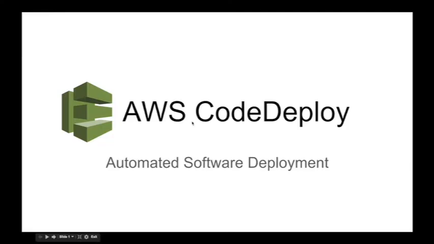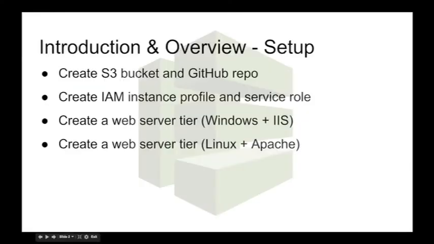Welcome back to the AWS CodeDeploy course. Today we're going to work on your setup and prerequisites for the rest of this course, including S3 bucket and GitHub repo setup, which we'll use as our source for our CodeDeploy revisions, our IAM instance profile and service role for enabling our instances to execute CodeDeploy functions, and for the CodeDeploy service role to do deployments.